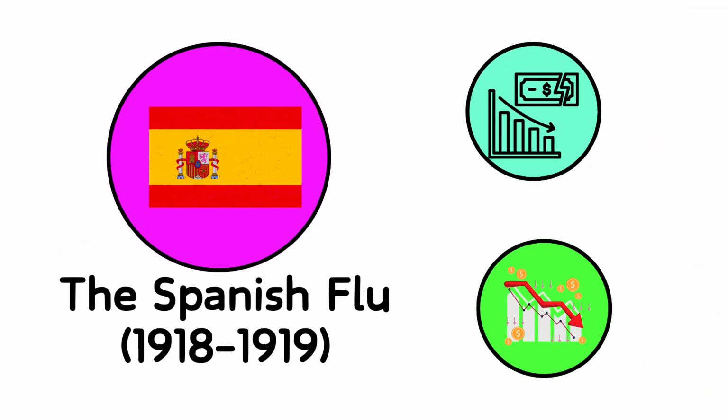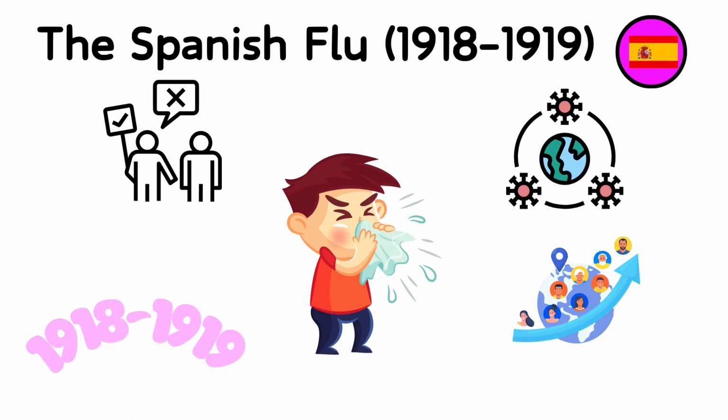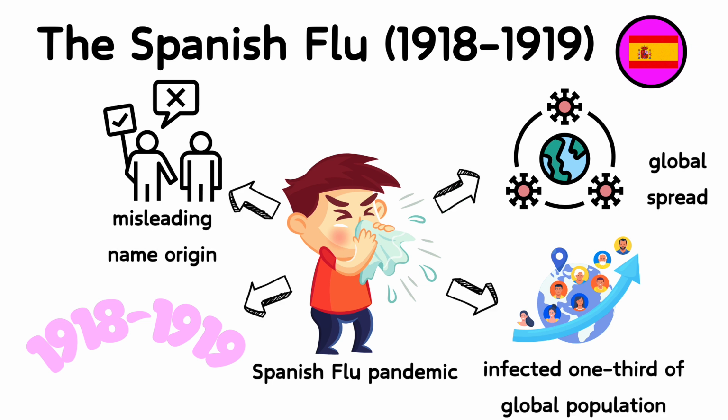The Spanish Flu, 1918 to 1919. The Spanish flu was a very deadly flu pandemic that happened right after World War I, from 1918 to 1919. It's called the Spanish flu not because it started in Spain, but because Spain was one of the first places to report on it widely.